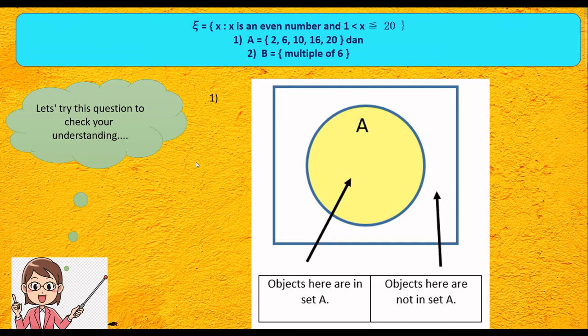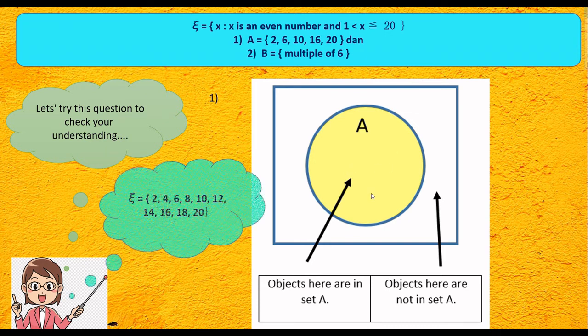So before I start putting my elements inside the Venn diagram, I should first understand what elements I have in my universal set. Even numbers: 2, 4, 6, 8, 10, 12, 14, 16, 18, and 20. Less than or equal to, so it will end at 20. After that, my set A will be 2, 6, 10, 16, and 20.